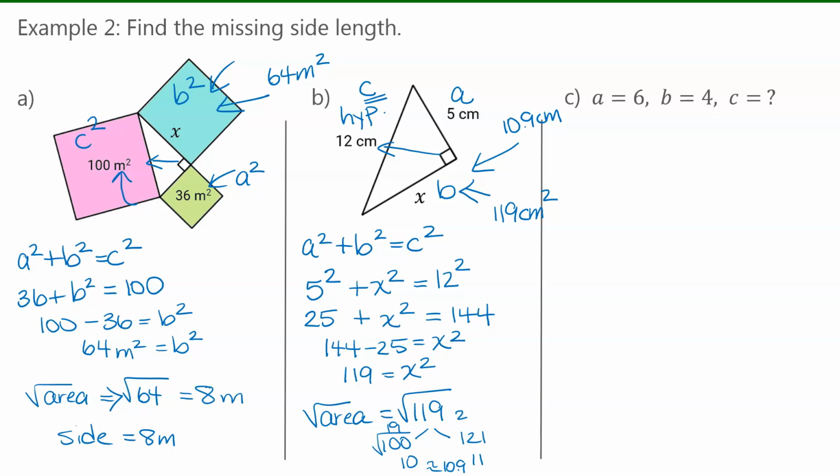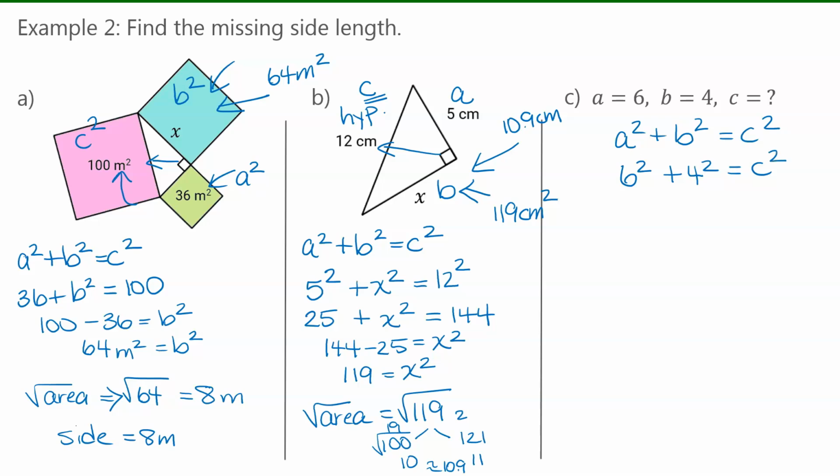Example C. They're not giving us a diagram. They're just telling us that a is equal to 6, b is equal to 4, and we're looking for c. So again, the Pythagoras theorem tells us that a squared plus b squared, which means the square on the two smaller sides of a right triangle, is equal to c squared, which is the hypotenuse squared. So if I take a and plug it in, I get 6 squared. And if I plug in b, which is 4 squared, that should give me c squared.